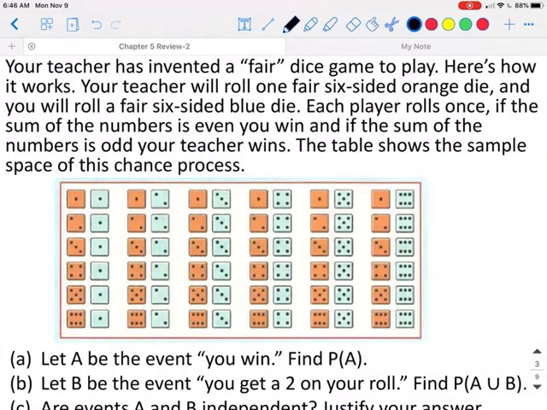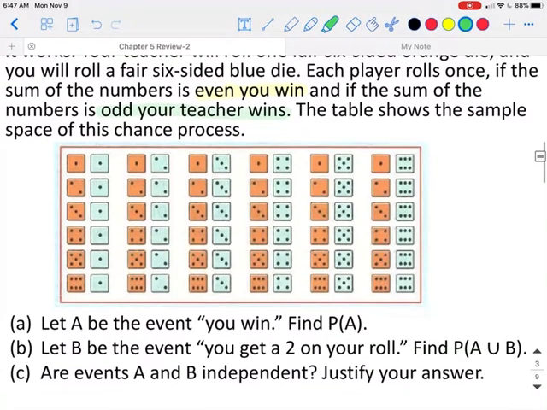Your teacher invented a fair dice game to play. Here's how it works. Your teacher rolls one fair six-sided orange die, and you roll one fair six-sided blue die. Each player rolls once. If the sum of the two dice is even, you are going to win. And if the sum of the dice is odd, your teacher will win. Here is the sample space below.